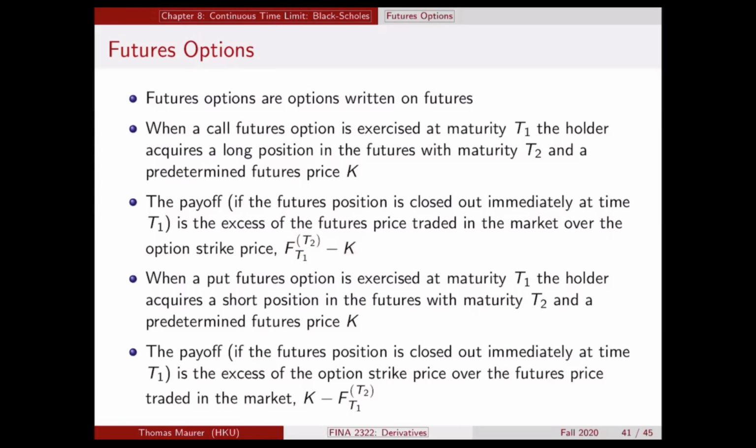Now, of course, on the other side, the put option in a future, or a put in a futures option, if you exercise it at time t1, it gives you actually a short position in the futures with maturity time t2, and the futures price is equal to strike price K. So it's exactly the opposite of a call futures option. And therefore the payoff is also just the opposite.